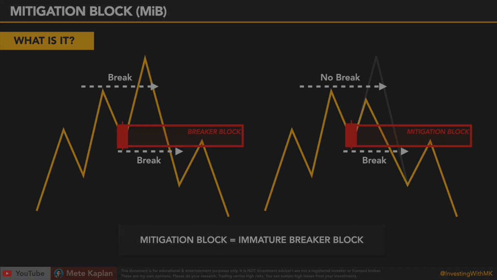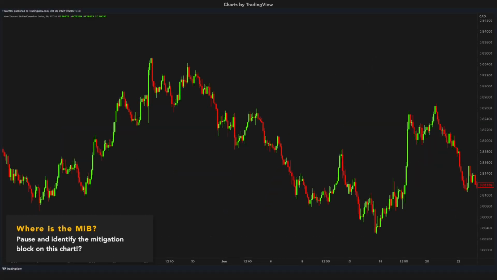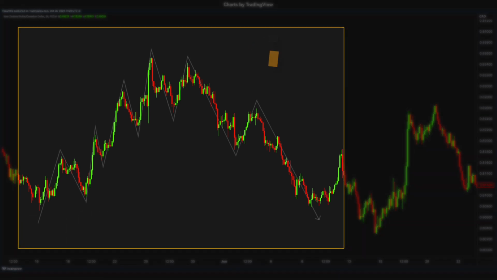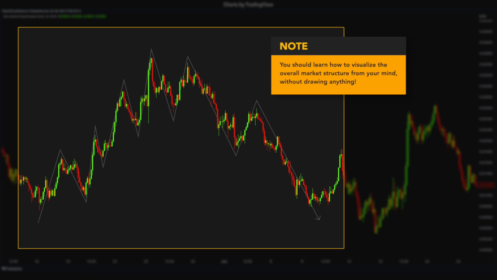Let's see an example. Okay, please pause the video and identify the mitigation block in this example. These practices are critical for you to identify these structures quickly. First of all, you have to visualize the market structure in your mind. No need to draw it. You have to improve your ability to identify them from your mind.